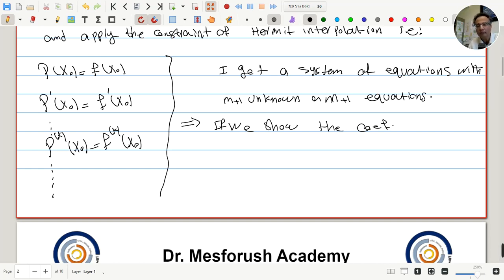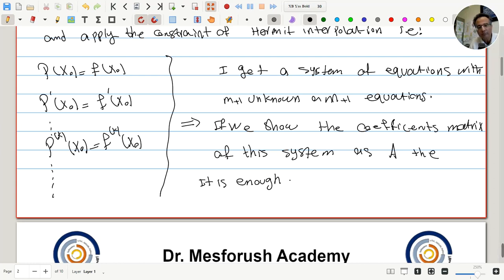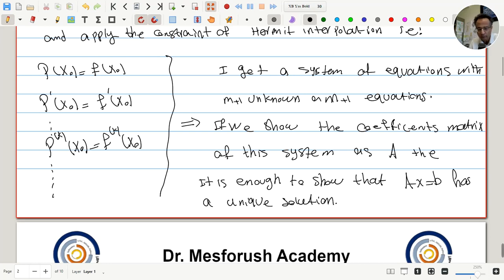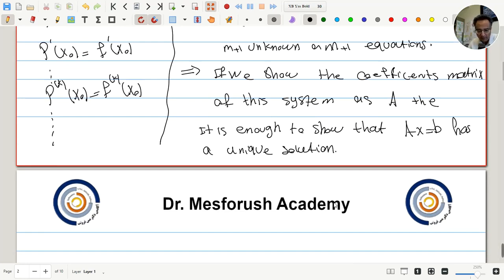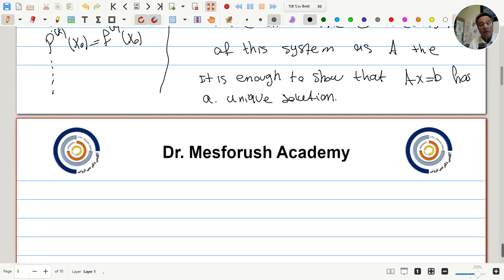If we denote the coefficient matrix of this system as A, then it's enough to show that AX equal to B has a unique solution. Okay? It's enough we show that this is true. Now, for the existence of the solution of this system of equations, it's enough we show that A is invertible.